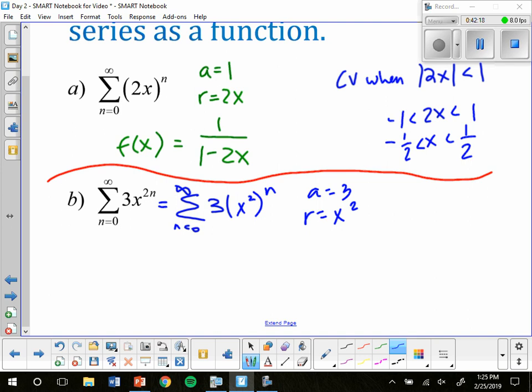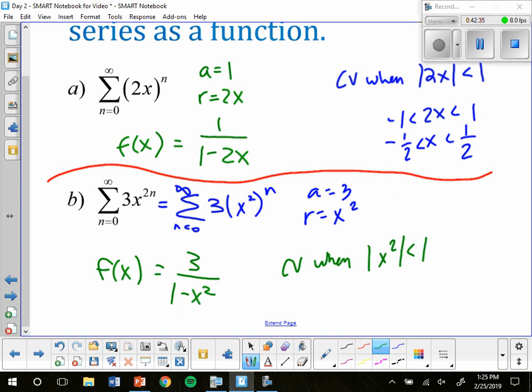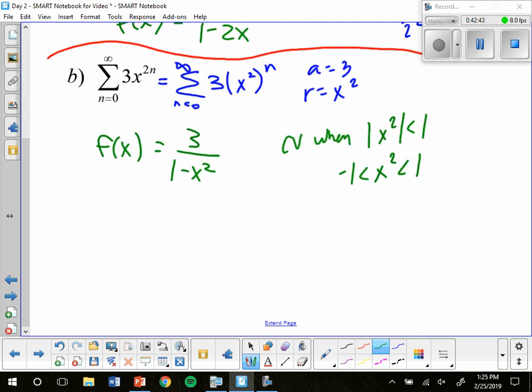And so my function is a over 1 minus r. But that's only going to be true when r is less than 1, which we said before. When is x squared between -1 and 1? -1 to 0 and 0 to 1. So it's also x. So we can go backwards.